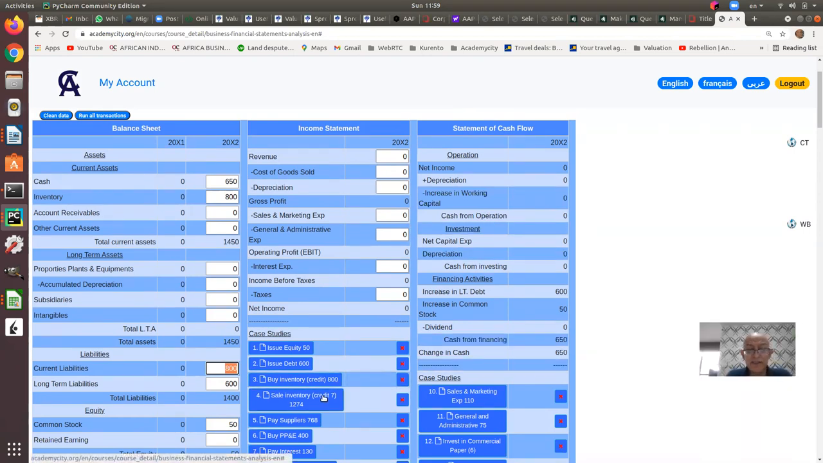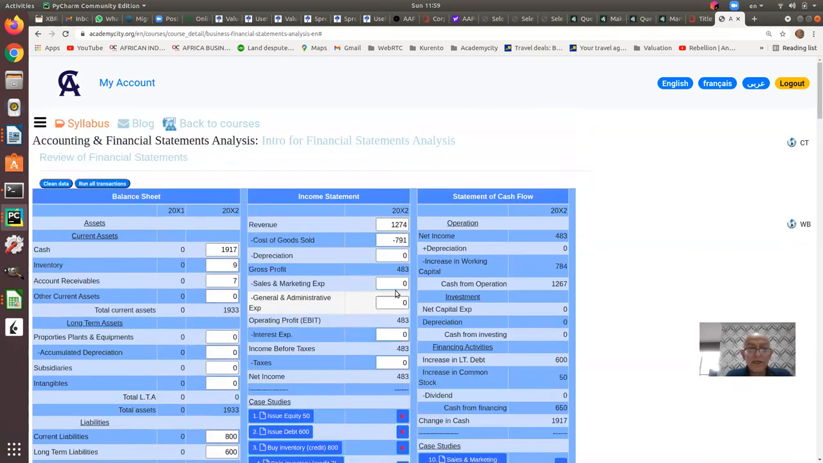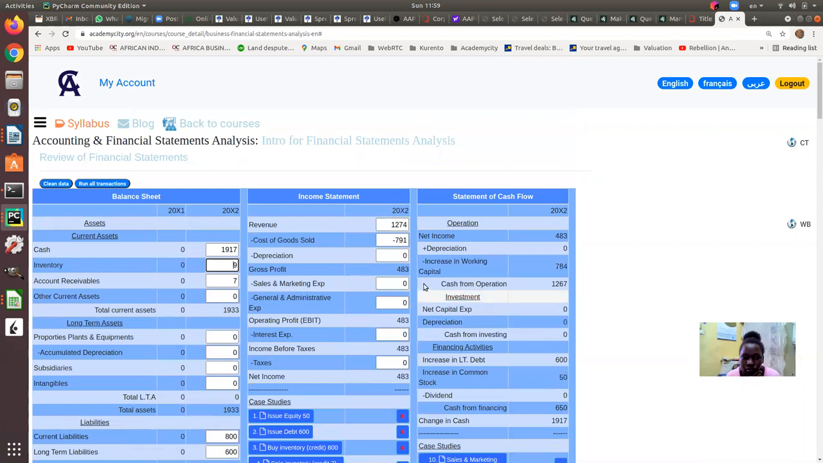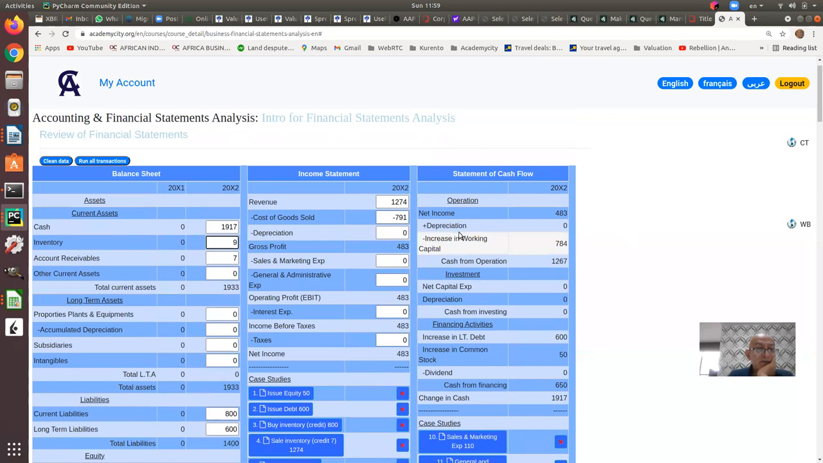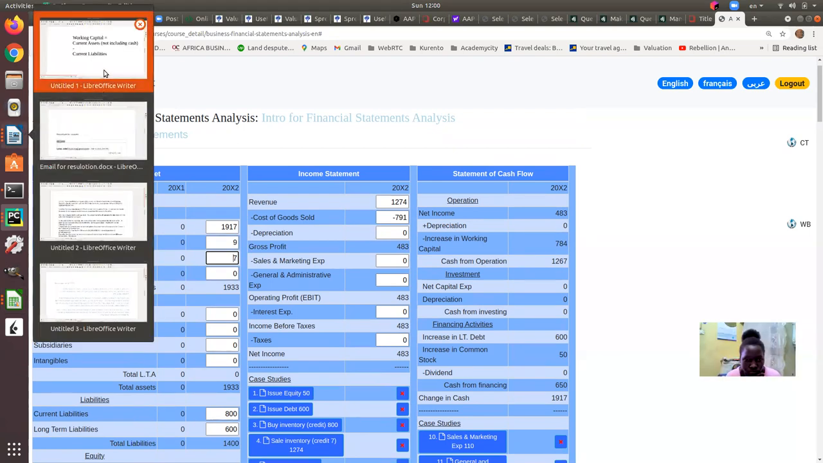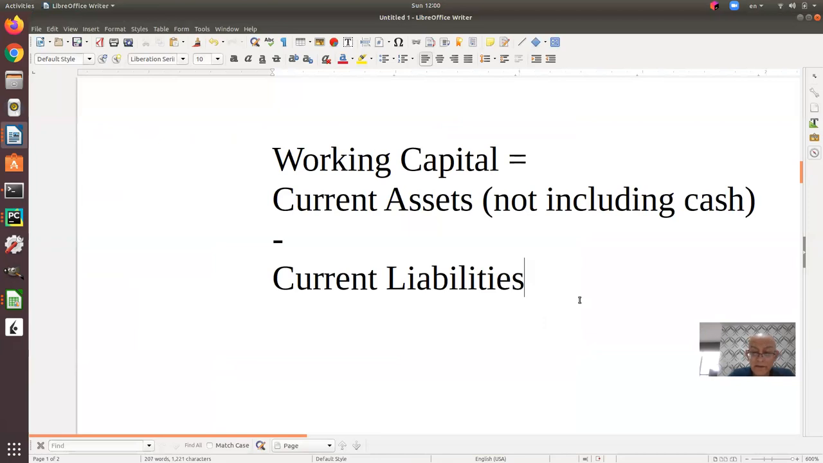What happened after the fourth transaction? Pay attention carefully. Revenue went up by the amount we sold it. The profit is only 483 because some of our inventory went down. Hold a second, what happened to the working capital? I should go to the definition. Inventory plus accounts receivable went up by 16. So let's go to the definition. How much did current assets really go up? Current assets went up by 16.